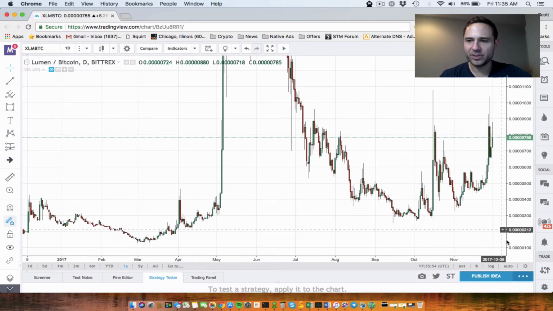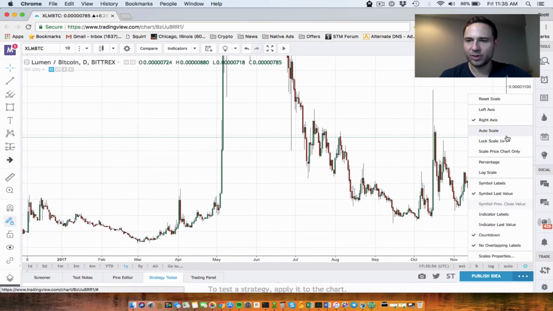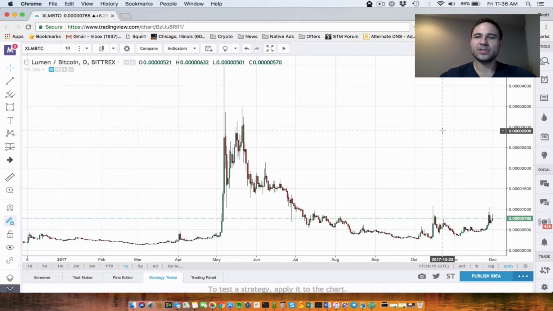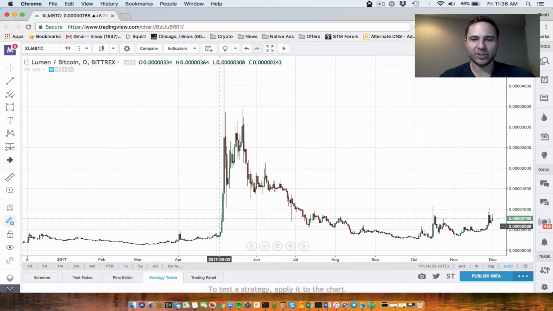So if this happens, you're going to go down here and you want to do auto scale. All right, so this is Stellar over the last year. Immediately, obviously, you see this massive spike right here, which happened in about a week's time. What that tells me is that this thing can run. I mean, it has a lot of upside potential. When this thing spikes, it has the power to really take off.